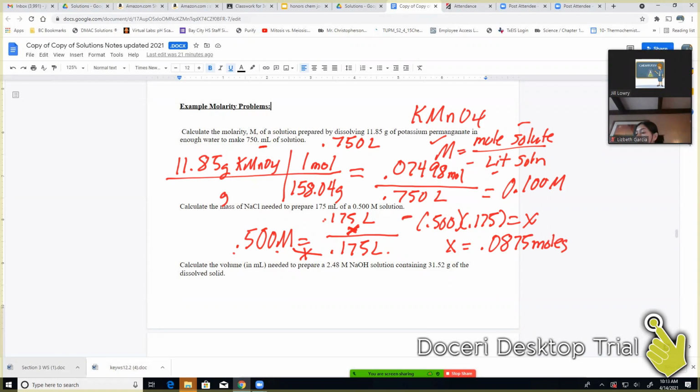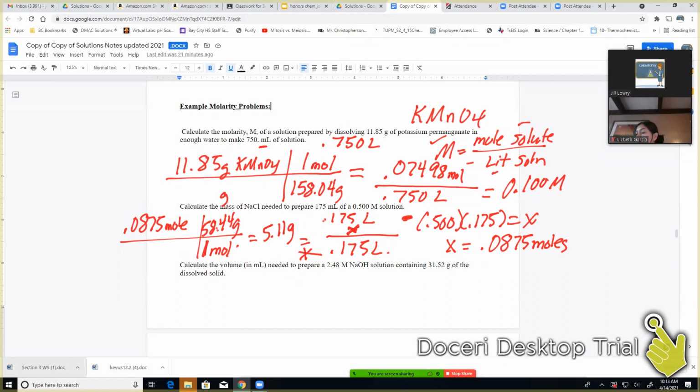So you don't have to write this step every time because you're going to be doing that same thing. When you move that denominator to the other side, it's just going to be multiplying. So that's how many moles I have, but of course we want it in grams. 0.0875 moles, I want it in grams. So we're going to have to do the molar mass. 1 mole is 58.44 grams. So now we just multiply, 3 sig figs. So we would get 5.11 grams.